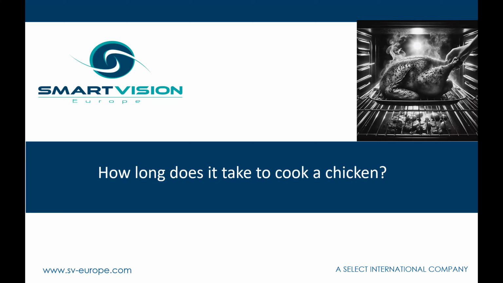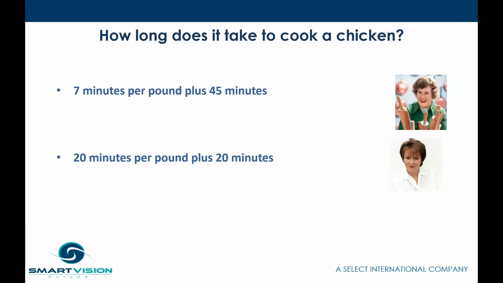The easiest way to think of it is to think about an old adage, like, how long does it take to cook a chicken? You may get different equations depending on which cook you're looking at. Julia Child says 7 minutes per pound plus 45 minutes. And Julia Smith says it takes 20 minutes per pound plus 20 minutes. Now, it turns out those are regression equations.